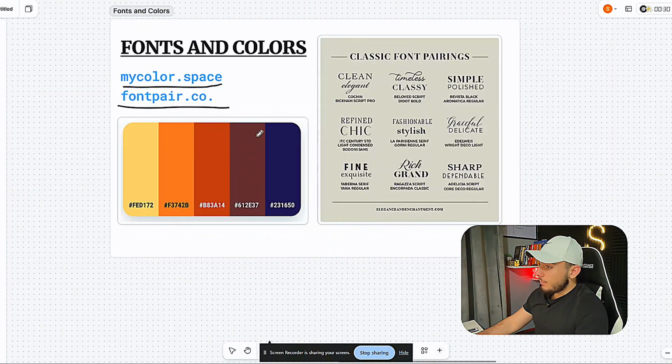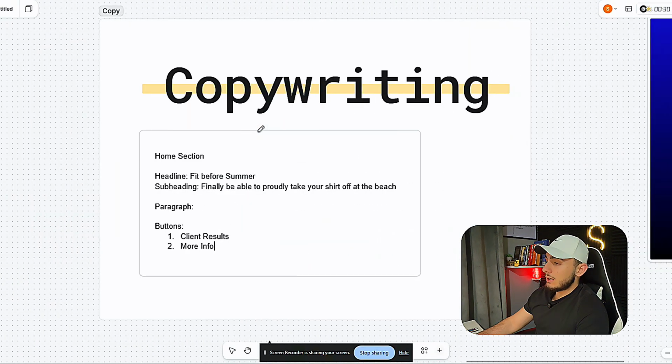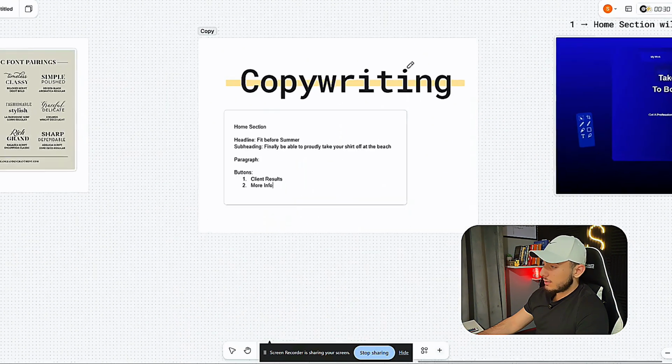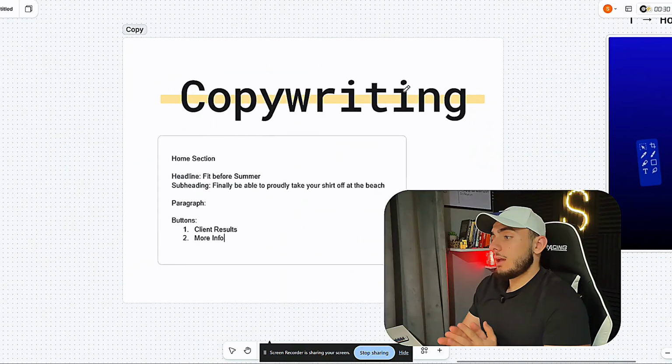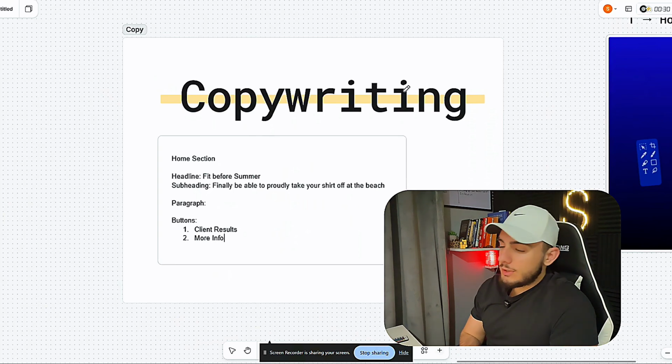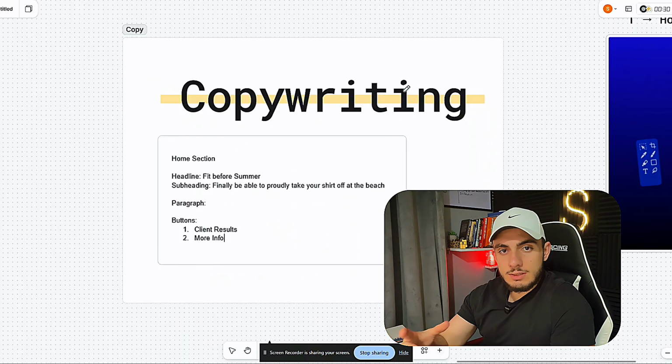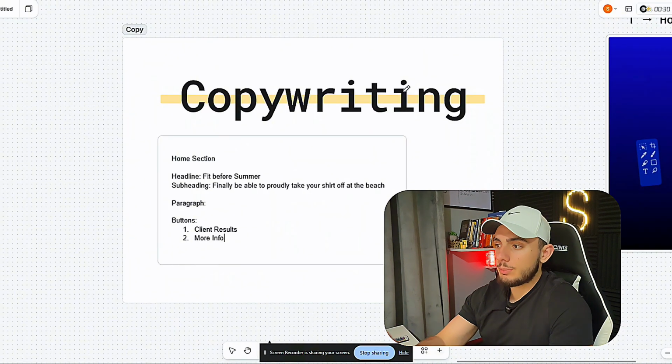And then moving on to one of the last steps, which is copywriting. Now, you might or might not be familiar with what the term copywriting is. Copywriting is essentially writing copy. The email that you get is a form of copy. The website is a copy. Anything that is used to sell or persuade is a copy.